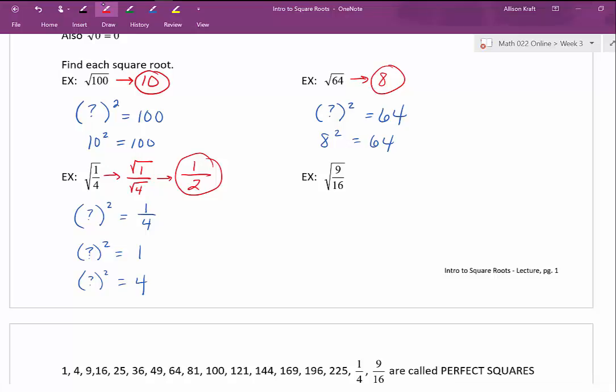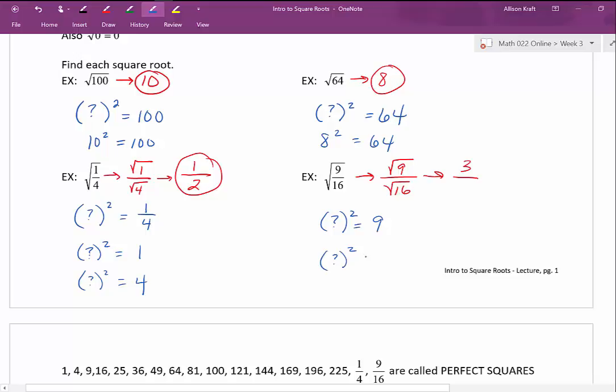Let's use that same technique of looking at the numerator and denominator separately. This is the same as the square root of 9 over the square root of 16. What number raised to the second power is equal to 9? 3. And what number raised to the second power is 16? 4. The square root of 9/16 is equal to 3/4.